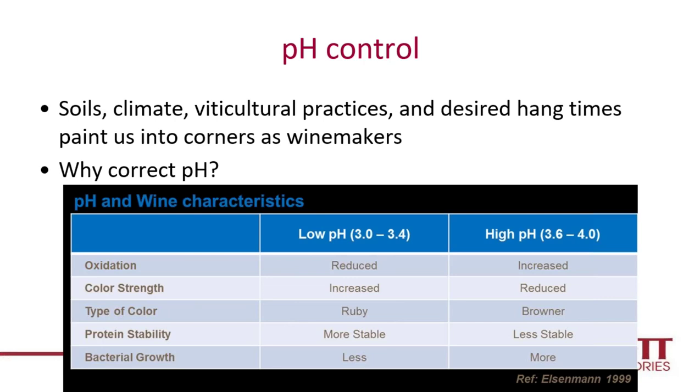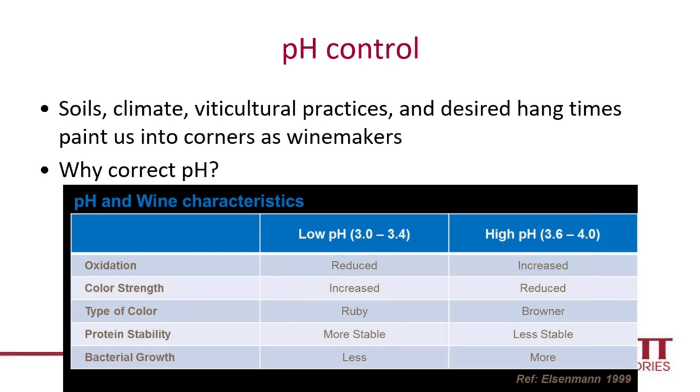So, why would you correct pH? Well, this table that I have right there shows some of the differences when it comes to how a wine behaves according to pH, and pretty much in every regard, if it's lower than 3.6, lower than 3.4, it oxidizes slower, color strength's better, the type of colors is better, protein stability is increased, and most importantly for this presentation, bacterial growth is slowed significantly at these lower pHs.